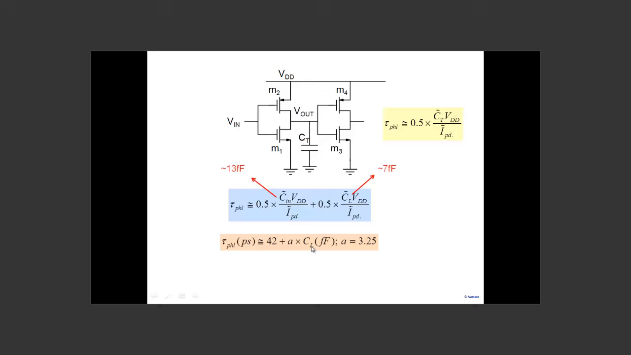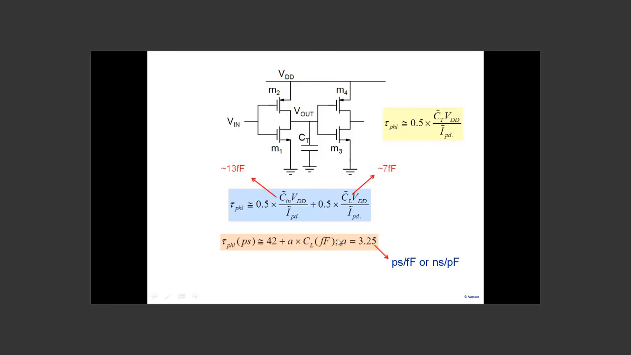And how does the delay increase? Well, it increases linearly with CL. If I add more CL here, the delay will increase linearly. So if I plot tau p HL versus CL, I'll get a straight line, and the slope of it would be what? A. And A is what? 3.25. So it says 3.25 picosecond per femtofarad. So for every 1 femtofarad of capacitance that you add, the delay will increase by 3.25 picosecond. Or other ways you can say, for every 1 pF of a capacitor, the delay will increase by 3.25 nanoseconds. All right, so this is like the slope here.